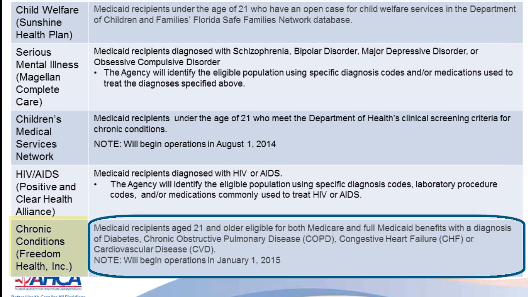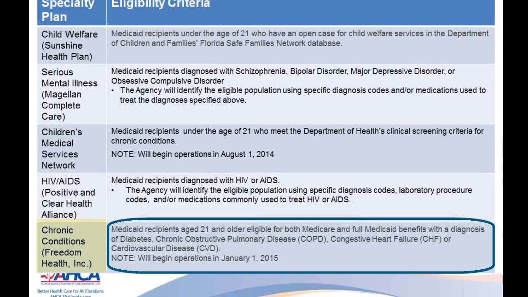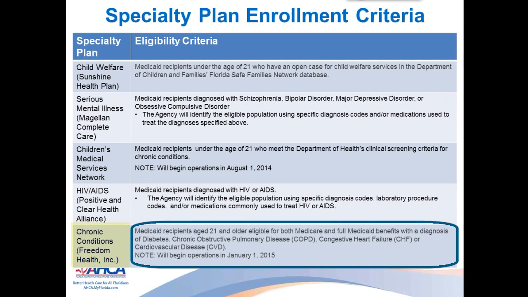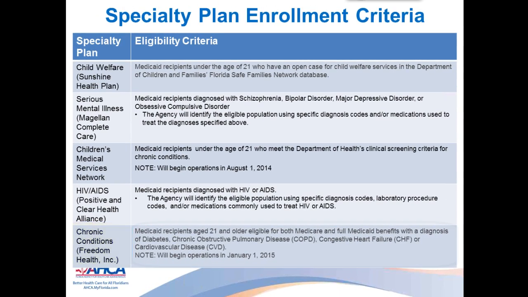For the chronic conditions plan, Medicaid recipients must be aged 21 and older, and eligible for both Medicare and full Medicaid benefits with a diagnosis of diabetes, chronic obstructive pulmonary disease, congestive heart failure, or cardiovascular disease. And again, this plan will begin operations January 1, 2015.